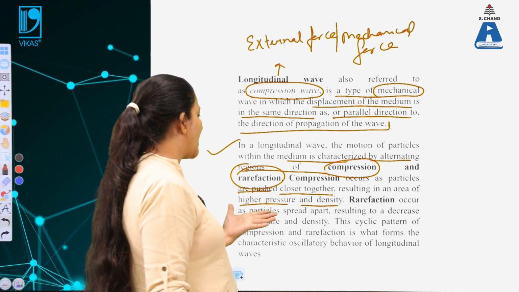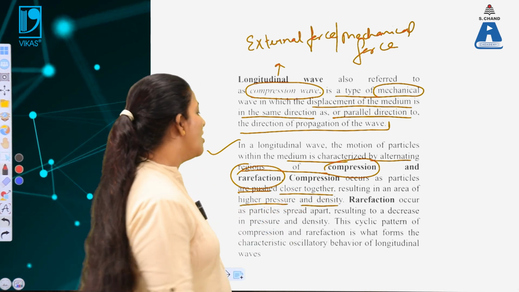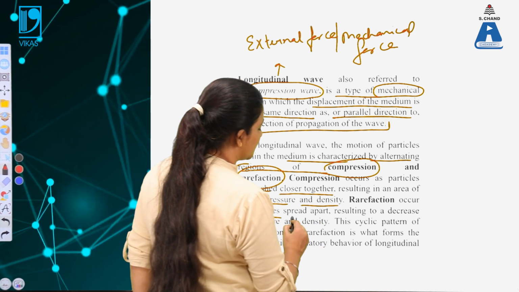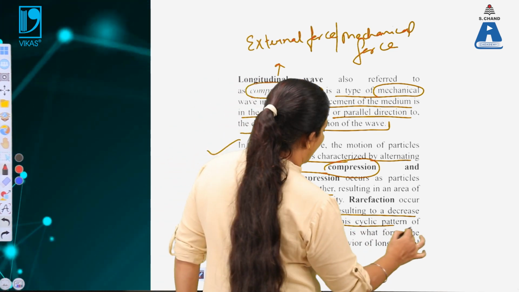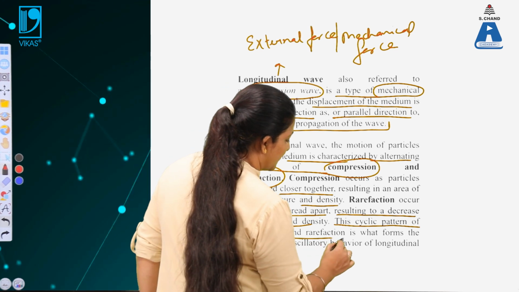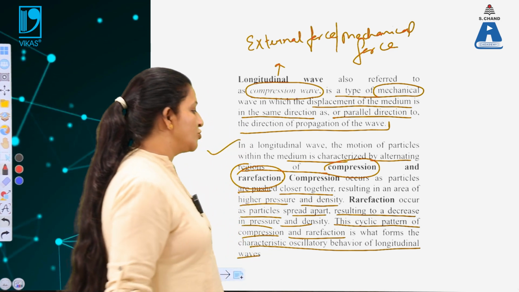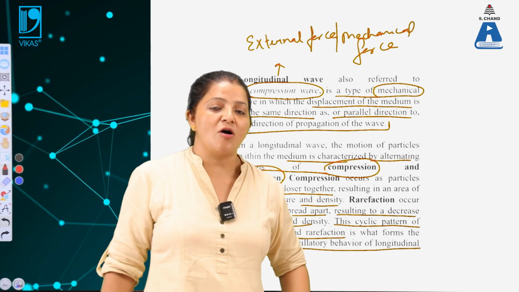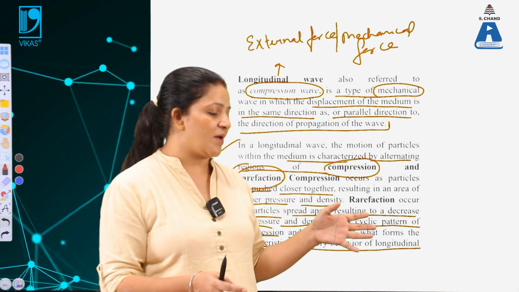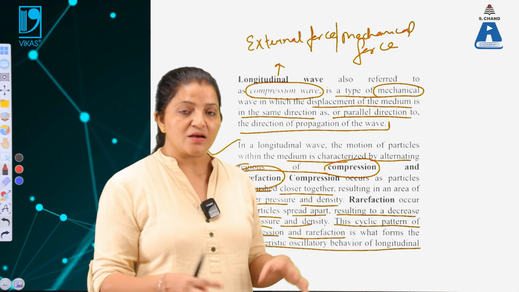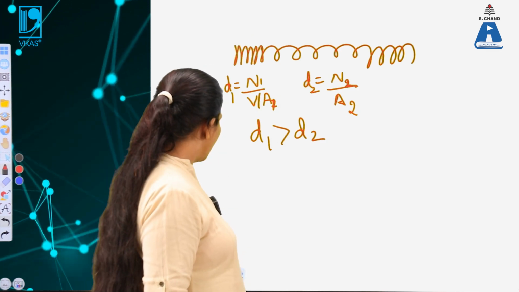Compression occurs as particles are pushed closer to each other, resulting in higher pressure and density, while rarefaction occurs as particles spread apart, resulting in a decrease in pressure and density. This cycle of compression and rarefaction forms the oscillatory behavior of the longitudinal wave. When compression and rarefaction travel from one part to another, by combining these two factors, longitudinal waves get formed.